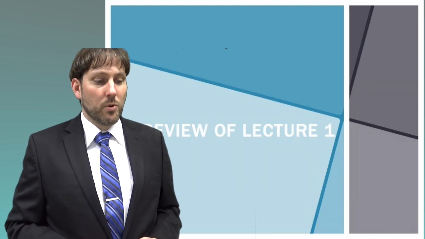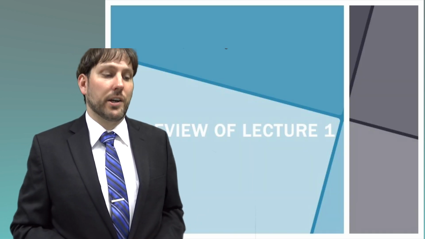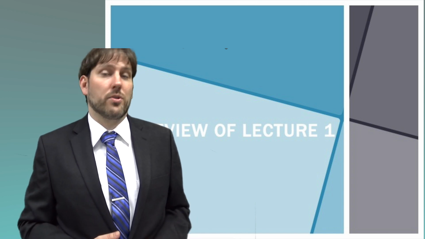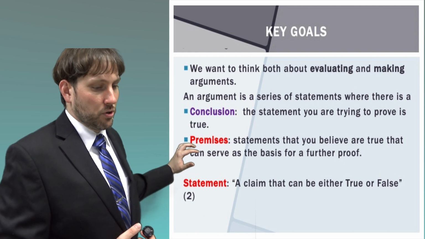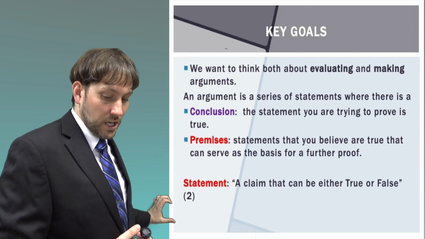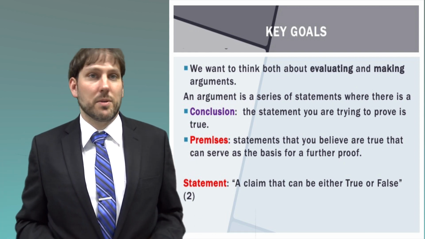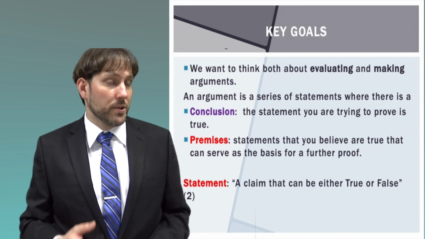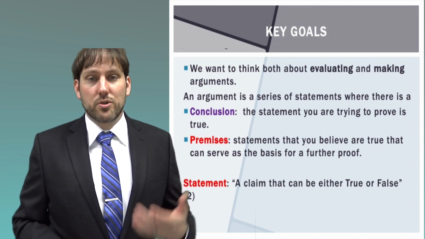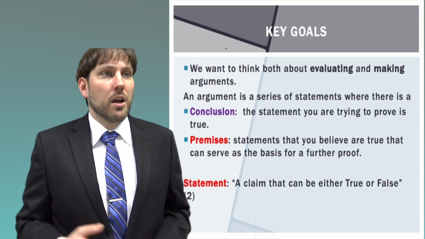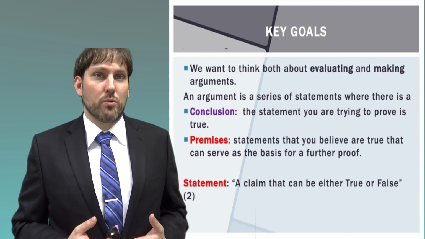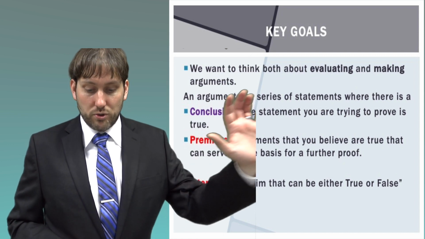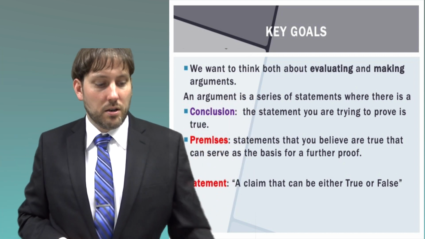Last time we talked about evaluating and making arguments. We talked about conclusions, which are the things you're trying to prove that are statements, and about premises, which are the things that support that. Both of these are statements, and this is an important concept. Statements are things that can be true or false. For instance, it is true that my tie is blue. It is false that my shirt is green. These are different things that we would both call statements, even though one is true and one is false.